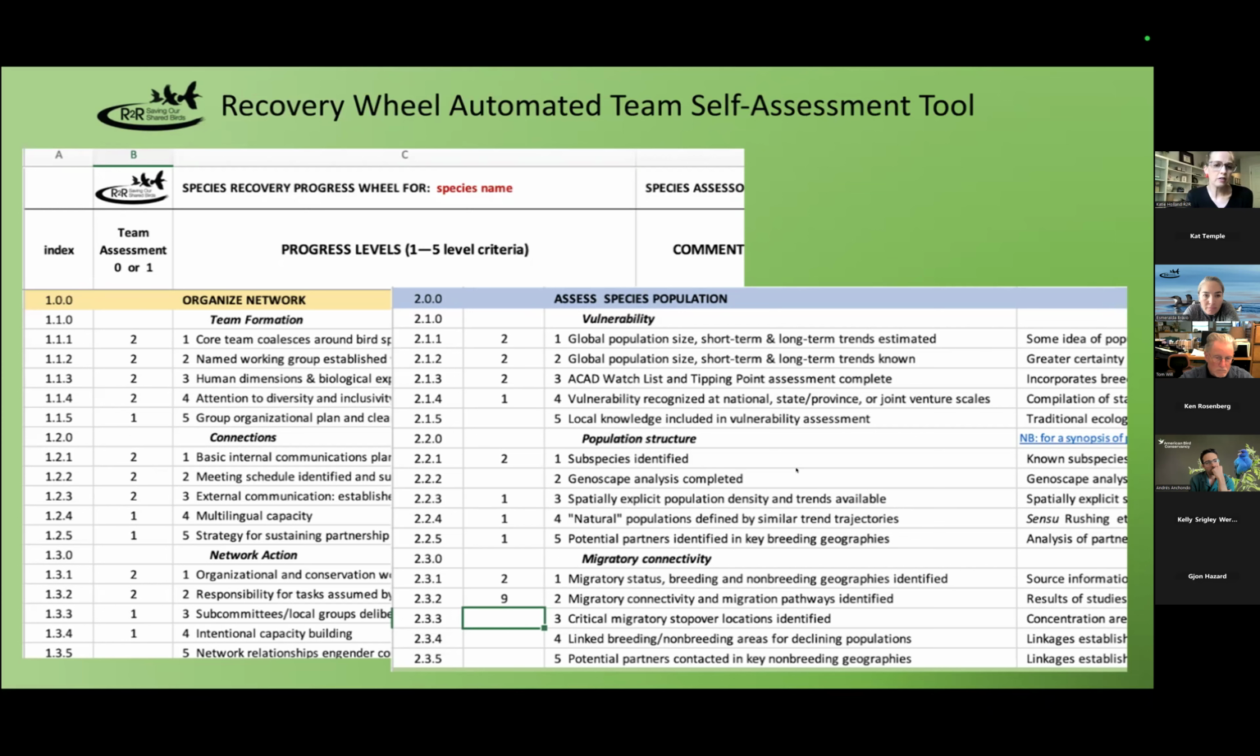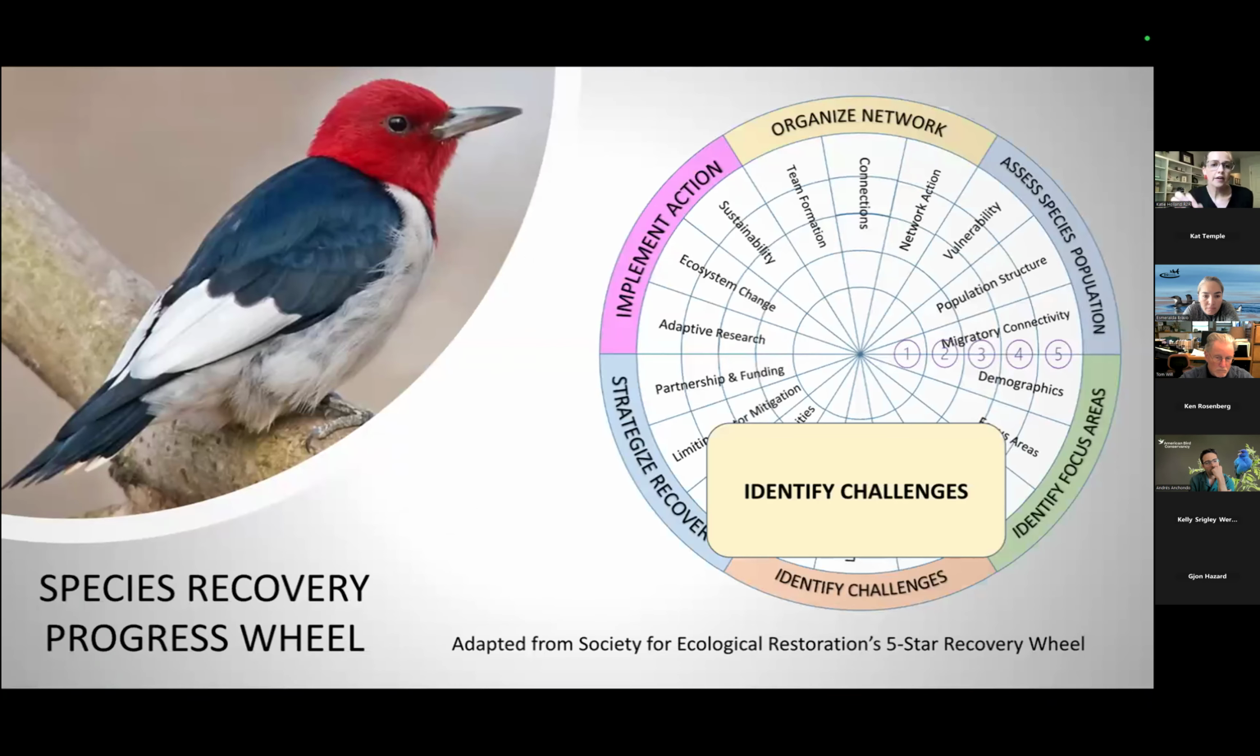And as you move around and add in those 1s, 2s, and 0s, it will color code the wheel, coloring in all of these different segments around the wheel to give a visual representation of the progress for recovery of the species. So for today, we're down at the bottom in this orange section, identify challenges.